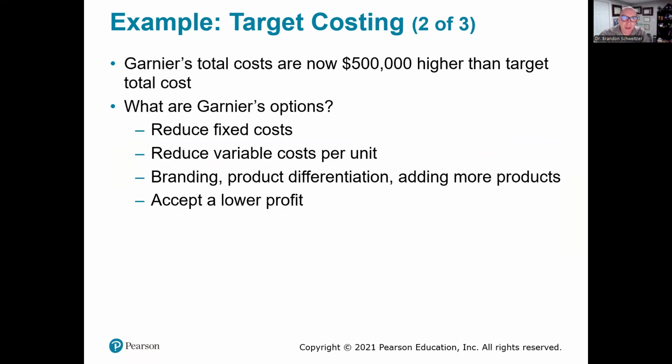And so the company would need to figure out our options in order to reduce that total cost by 500,000. We can reduce our fixed costs, variable cost per unit, our branding, product differentiation, and adding more products, or we can accept a lower profit. So these are just some options.